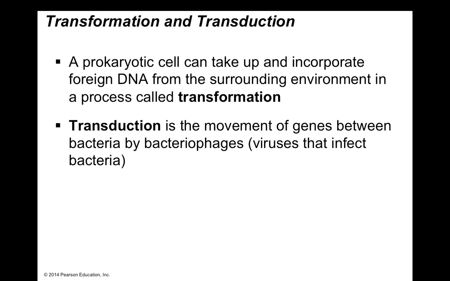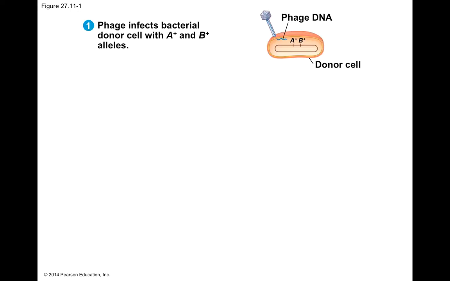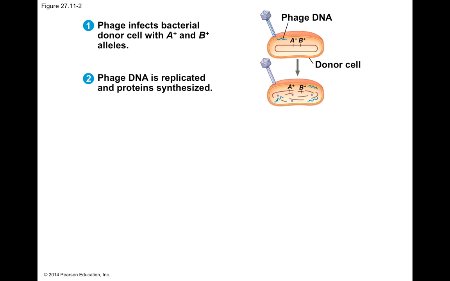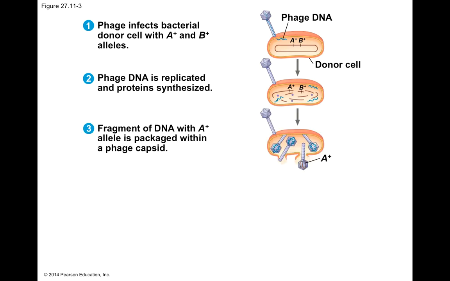Transduction is another way to recombine genes using viruses to bring DNA from one cell to another. Let's look at an example. Here we have a phage infecting a bacterial cell. A phage is a virus that specifically infects bacteria. The bacterial cell's DNA is broken up, and the virus does its thing to replicate itself. If you don't remember much about viral replication, I'll be putting up a virus video soon.